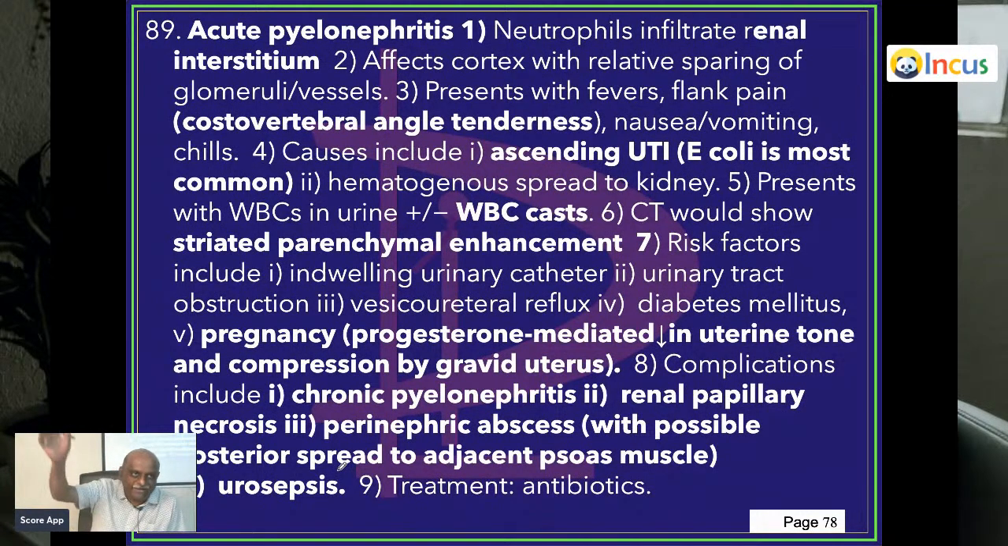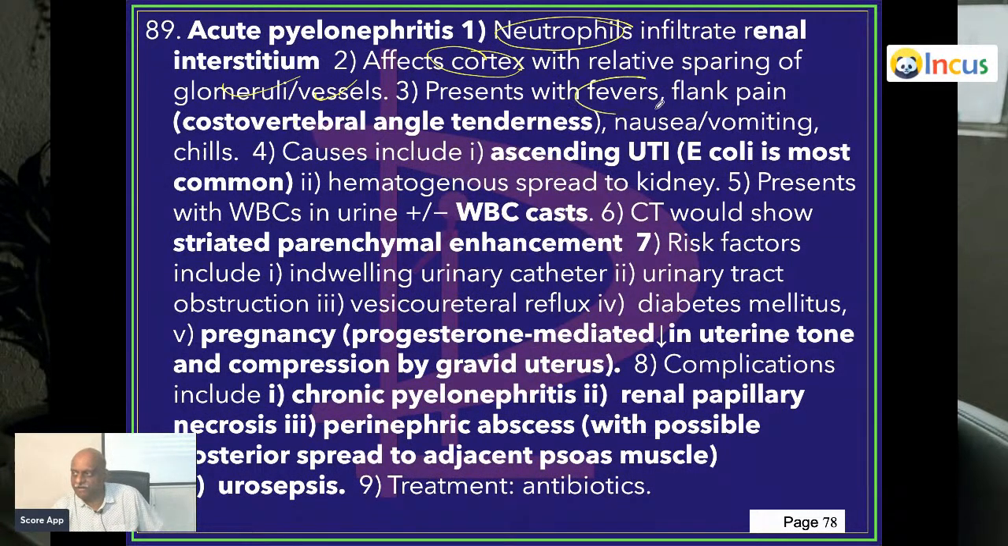That means infection of the kidney. Okay? So in this, what will happen? Neutrophils infiltrate the entire renal interstitial tissue. The glomerulus, interstitium is there, no, so neutrophils will come and affect it. And they affect the cortex. Glomeruli and vessels are spared. The renal cortex is there, no, that gets affected.